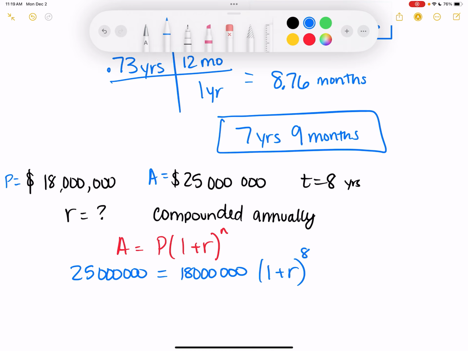I'm going to change this to T just to not be confusing, but we used T and N interchangeably when we were doing them before. As long as you know what it means, you're good. So I need to divide by the 18 million. All the zeros are going to go away, and I'm just left with 25 over 18. So I'm going to have 1 plus R raised to the 8 equals 25 over 18.